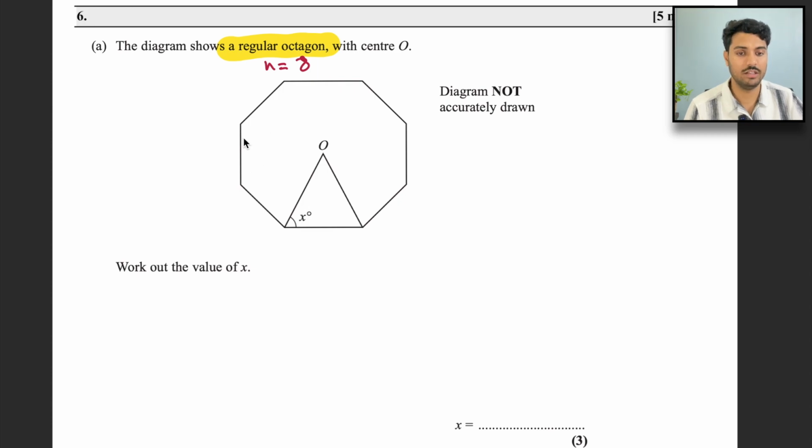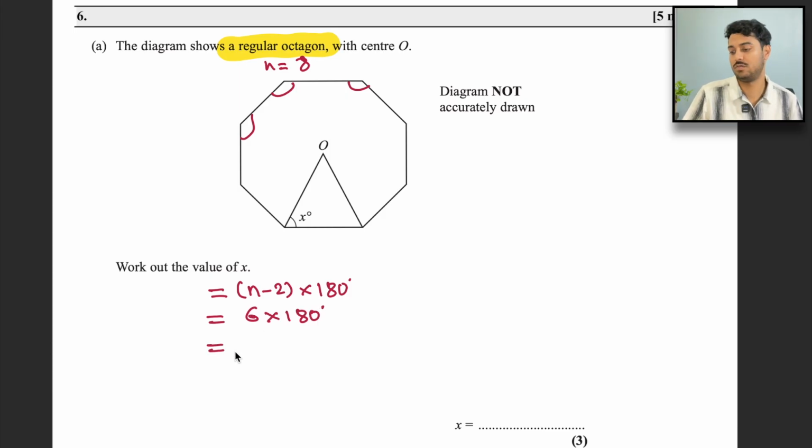For that, we know that each interior angle is going to be the same, so let's calculate that first. The interior angle sum will be n minus 2 multiplied by 180 degrees. So n is 8, 8 minus 2 is 6. 6 multiplied by 180 is 1080. And now to find each angle, divide by 8, which is 135. So each interior angle is 135 degrees.